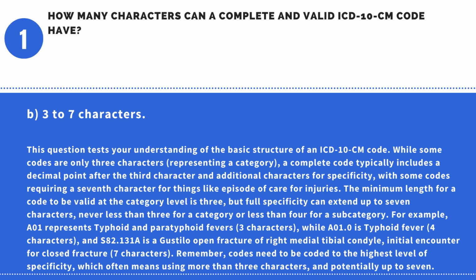For example, A01 represents typhoid and paratyphoid fevers, 3 characters, while A01.0 is typhoid fever, 4 characters, and S82.131A is a Gustilo open fracture of right medial tibial condyle, initial encounter for closed fracture, 7 characters. Remember, codes need to be coded to the highest level of specificity, which often means using more than 3 characters, and potentially up to 7.